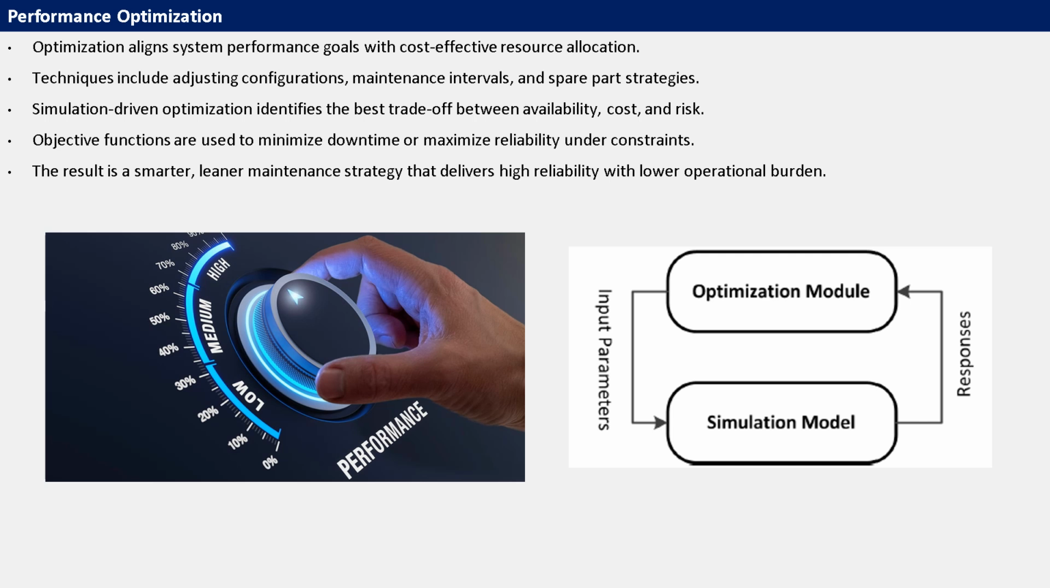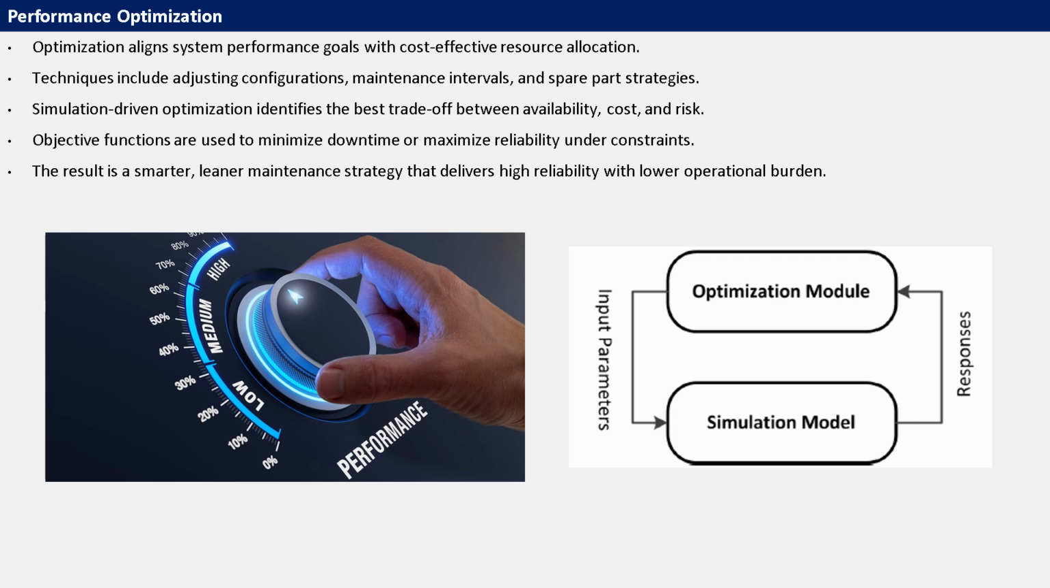This involves adjusting several key variables. System configurations can be changed, for example, by adding redundancy or rerouting workflows. Maintenance intervals can be shortened or extended based on actual asset performance and failure data. Spare parts strategies can be refined to ensure critical items are available without overstocking low-use items.